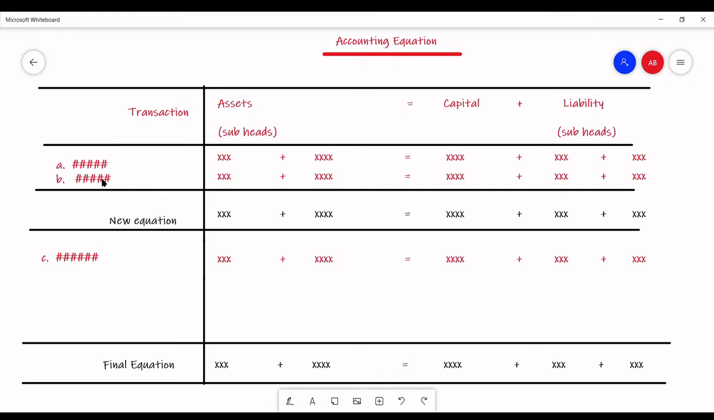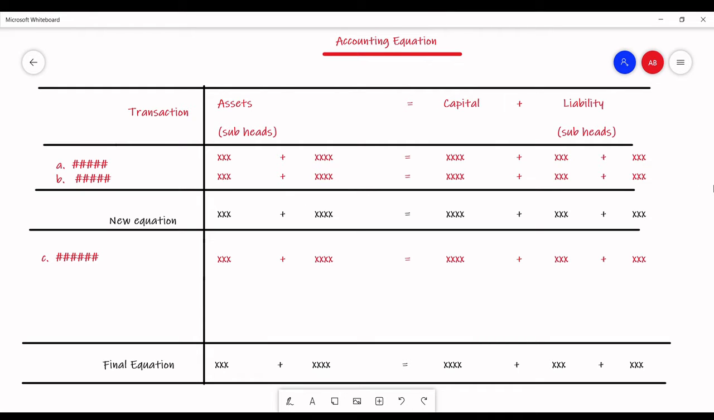After writing two such transactions, we will do a total by drawing a line, and this gives a new equation by adding or subtracting these amounts. The equation that we will get is the new equation. Again, we will write another transaction that will be given in our question below it. And after this, again we will draw a line and find out our new equation. This process will go on until all the transactions in the problem have been done, and at the end of it, we will be able to derive our final equation.